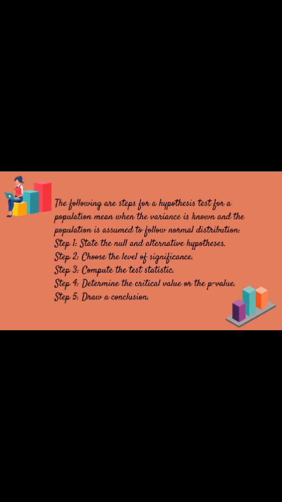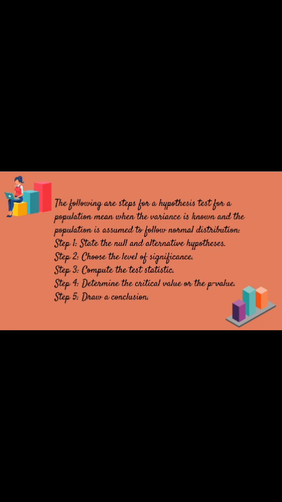The following are the steps for a hypothesis test for a population mean when the variance is known, and the population is assumed to follow a normal distribution. Step 1. State the null and alternative hypothesis. We start by defining two opposing statements. The null hypothesis assumes no effect or no difference, while the alternative hypothesis suggests there is an effect, a difference, or a change.